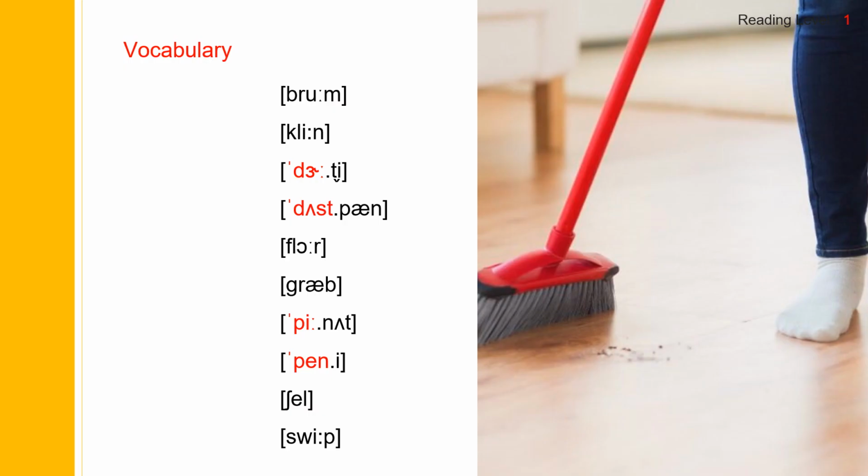Now let us practice vocabulary. The first one, you read it as broom. Broom spells B-R-O-O-M, broom. And next one, clean. Clean spells C-L-E-A-N, clean. And next one, dirty. Dirty spells D-I-R-T-Y. And then this T sounds like R because of R. So you say dirty instead of dirty.